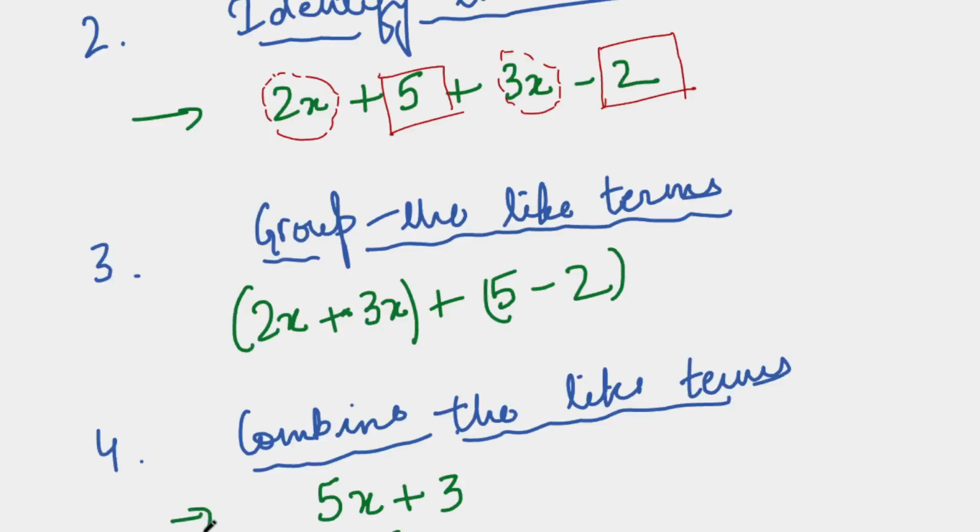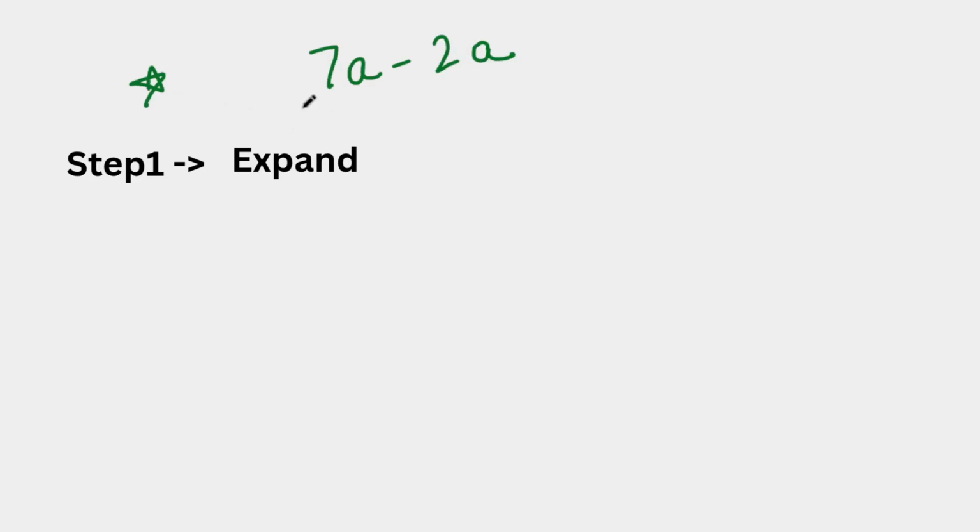Let me give you some different versions of algebraic expressions. So let's suppose we have 7a minus 2a. Now for 7a minus 2a, the first step is to expand. There is no need of expanding because there are just two terms, no brackets, no parentheses, right? All right, so we'll skip step 1.